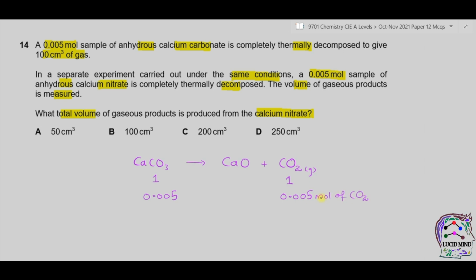Now let's convert these moles into volume. We can multiply this by 24,000 to get cm3. So it comes equal to 120 cm3. As this one was the experiment, this is the actual value because it is less, and the theoretical value is 120 cm3.